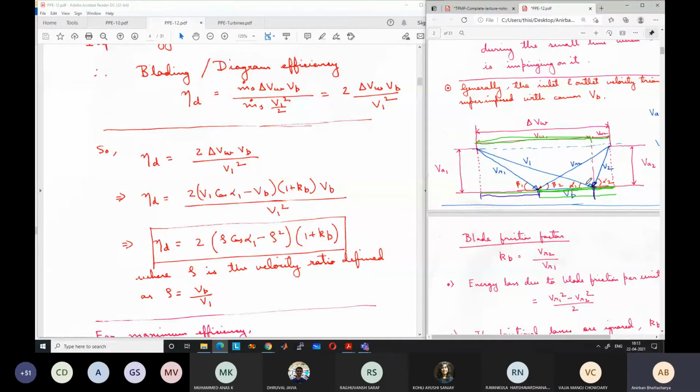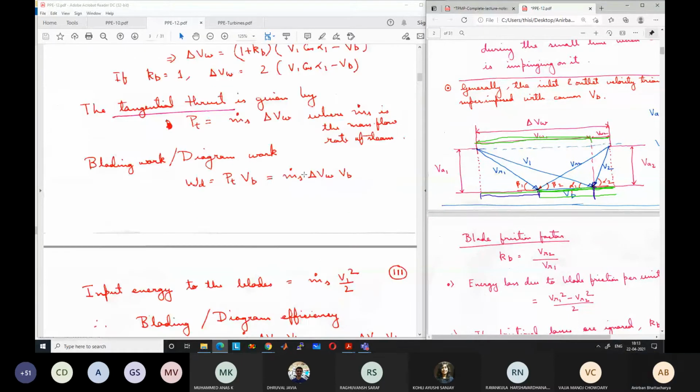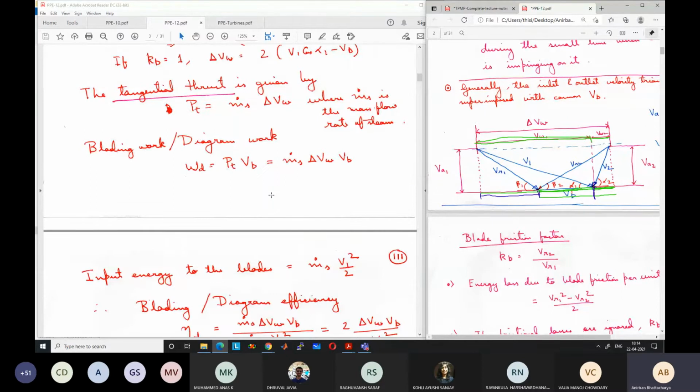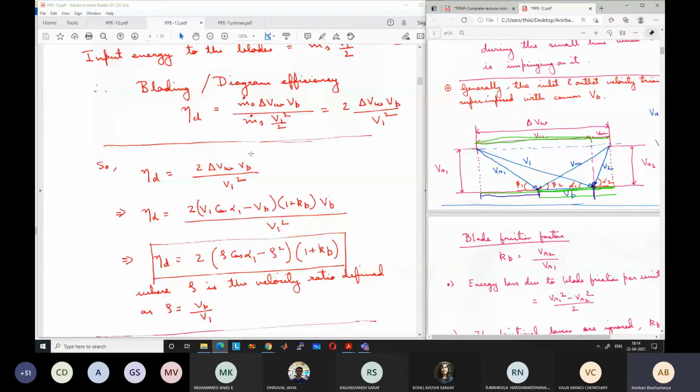Delta VW can be written as V1 cos alpha 1 minus VB into 1 plus KB. We have already derived this here. Now, dividing this expression by V1 squared, the numerator gives 2 rho cos alpha 1 minus rho square, into 1 plus KB. So this is the efficiency in terms of the velocity ratio.